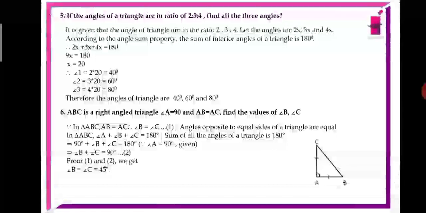In triangle ABC, angle A plus angle B plus angle C equal to 180 degrees. Based on the sum of all the angles of a triangle is 180, that is the angle sum property of triangles. So we know angle A equal to 90 degrees and B and C are equal. So B plus C equal to 90 you will get. Now from 1 and 2 we get B and C are equal and B plus C equal to 90. So each of the angles B and C are 45 degrees.